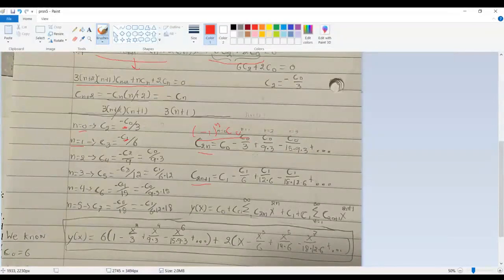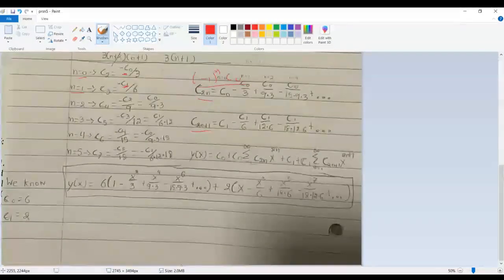The third term is 15 times... is 2n plus 1 plus 2 times 7. Okay. 2n plus.